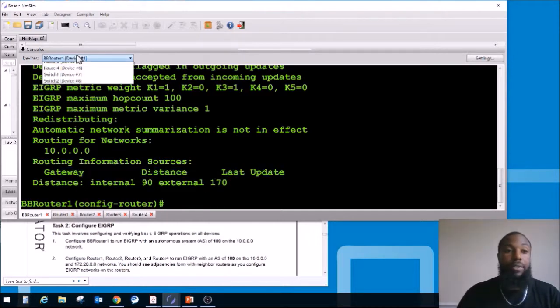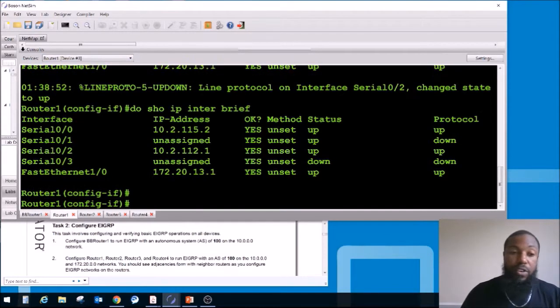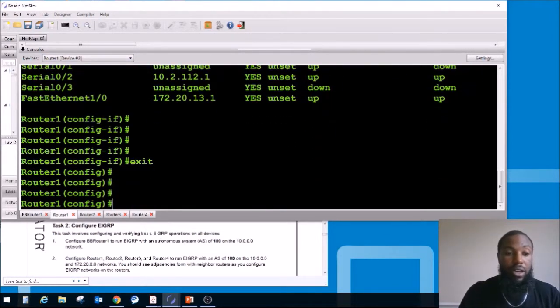So let's go ahead and configure Router 1. We may or may not beat the 30-minute mark. I've been good so far, but we'll see.